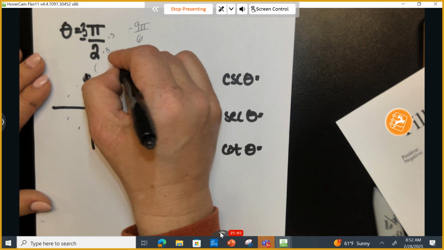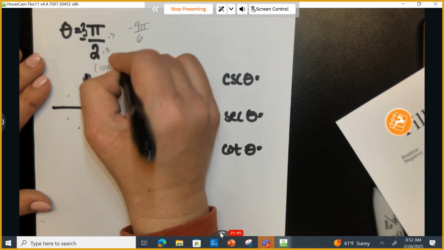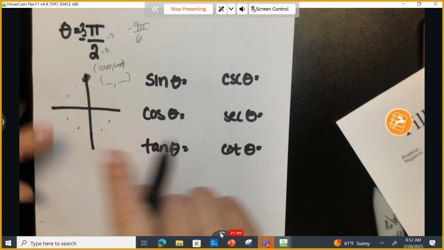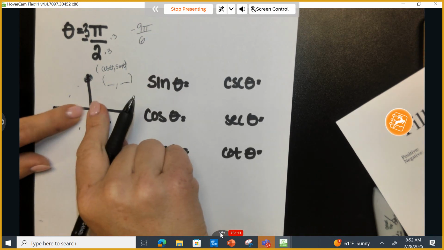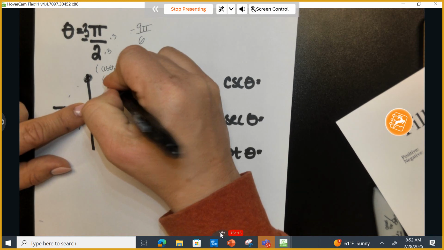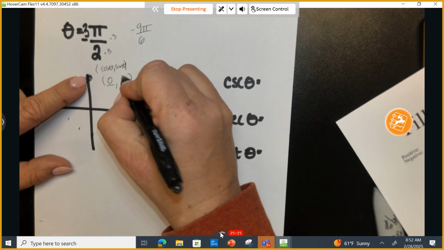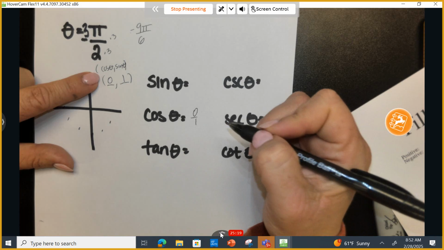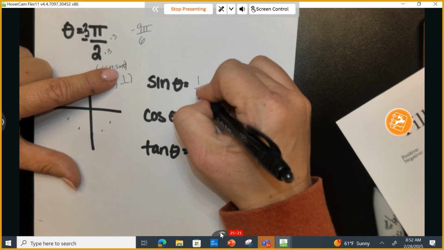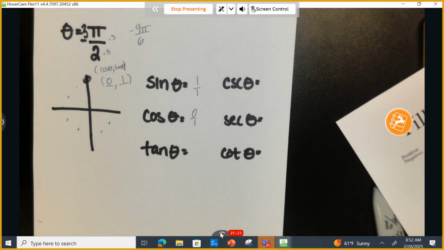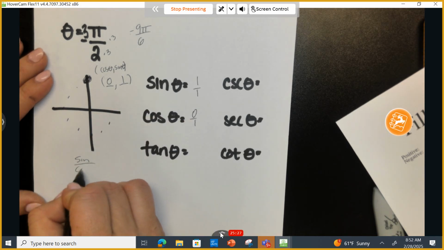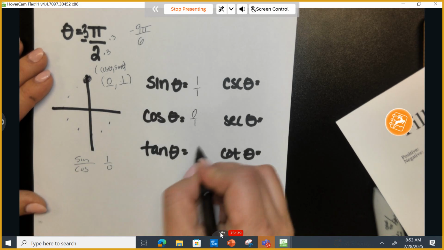Please put an ordered pair here. It's cosine followed by sine. So I need to fill in what are those values. To get to this point, I'm not moving to the left or to the right. I'm simply moving up 1. The cosine is 0, or we could write it as 0 over 1. The sine is 1 over 1. How do we figure out tangent? Tangent is sine divided by cosine. So 1 divided by 0.